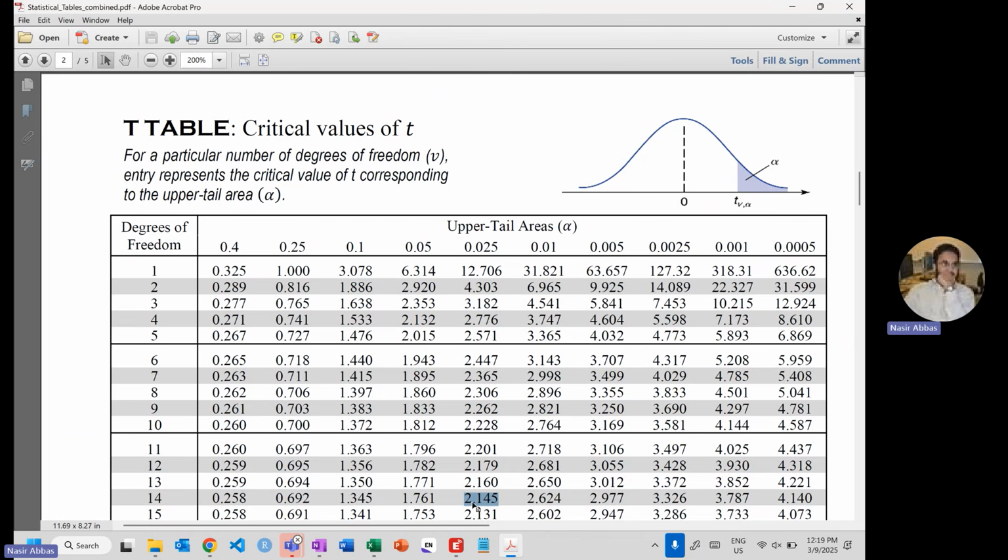What if I asked you for a 99% confidence interval? What would be the critical value for a 99% confidence interval? Yes. 2.977. 2.977 would have been the critical value. This 2.977 if I had asked you for 99% confidence. But if I ask you for 90%, same sample size, 90% means alpha by 2 is 0.05. So you go down, 1.761 would be the critical value.